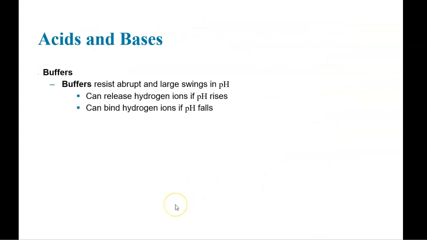Buffers are things that can resist abrupt changes in pH levels. That's because they can release hydrogen ions if the pH rises. If they release hydrogen ions, that's going to increase the acidity, so it'll bring that pH level down. And they can also bind hydrogen ions if the pH falls. If the pH falls, that means that something is very acidic, so there's a lot of hydrogen ions, and by binding those hydrogen ions, it'll decrease the number of hydrogen ions. So it'll bring that pH level up.